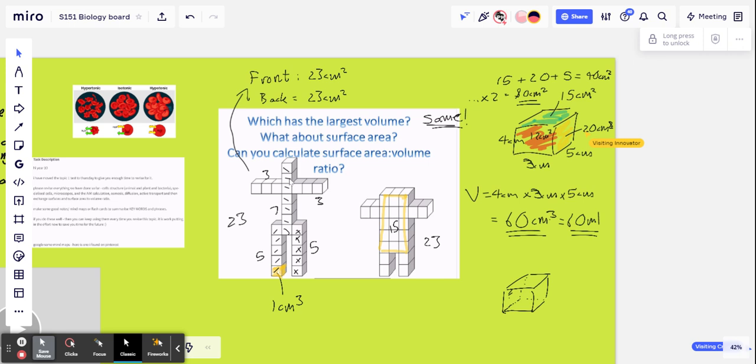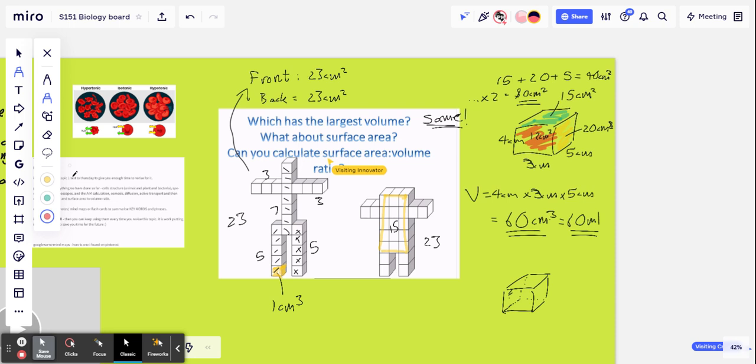And then we can do the top. So this is where it gets a little bit trickier. I'll use my highlighter and we'll see what we can count for the top. Well, we've got this one, 1. We've got this one, 2. We've got this one here, 3, 4, 5. We've got this one, 6. We've got this one, 7, 8, 9. Okay, so we can say that the top is 9 centimeters squared.